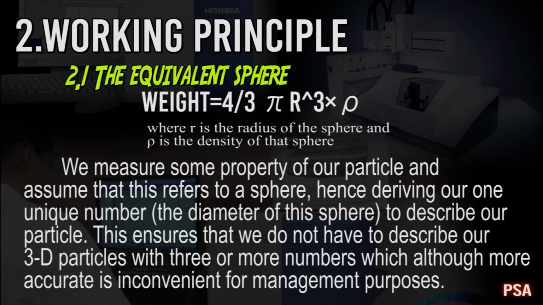We measure some property of our particle and assume that this refers to a sphere, hence deriving our one unique number to describe our particle. This ensures that we do not have to describe our 3D particles with three or more numbers, which, although more accurate, is less convenient for management purposes.